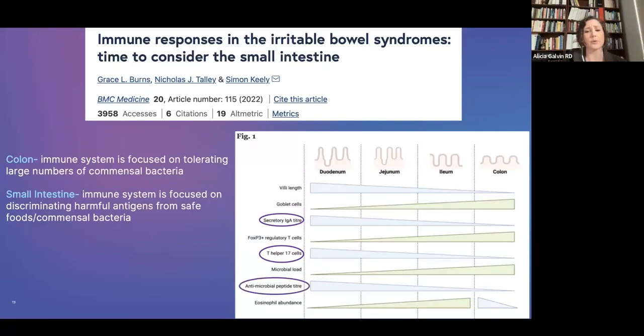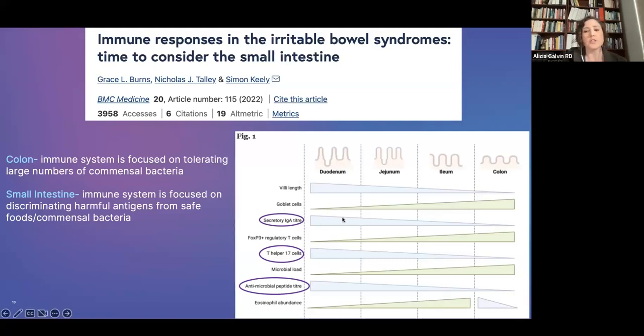And then these antimicrobial peptides. Again, remember those Paneth cells are located only in the small intestine. So you're going to have a lot more of those natural antimicrobial peptides in the small intestine versus in the colon, because in the colon, you have a lot of microbes. You don't need to have a ton of antimicrobial peptides there necessarily. That could be interfering with some of the function.